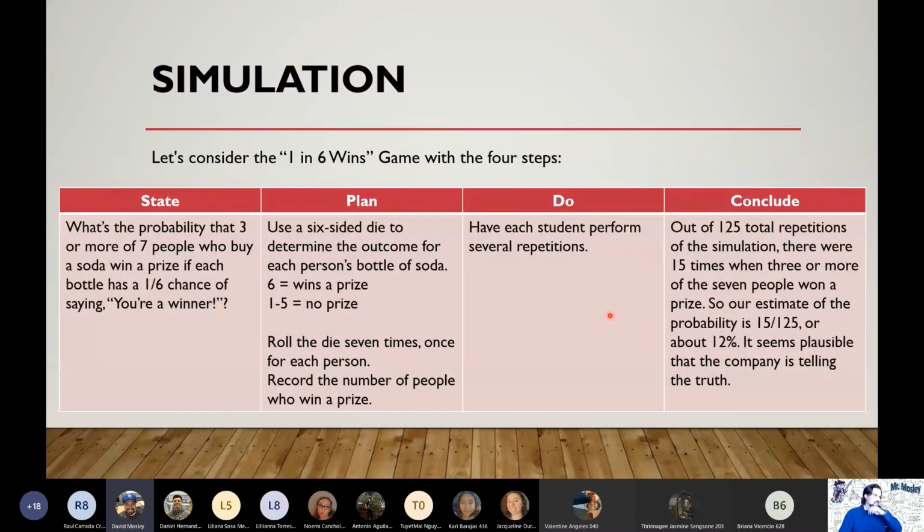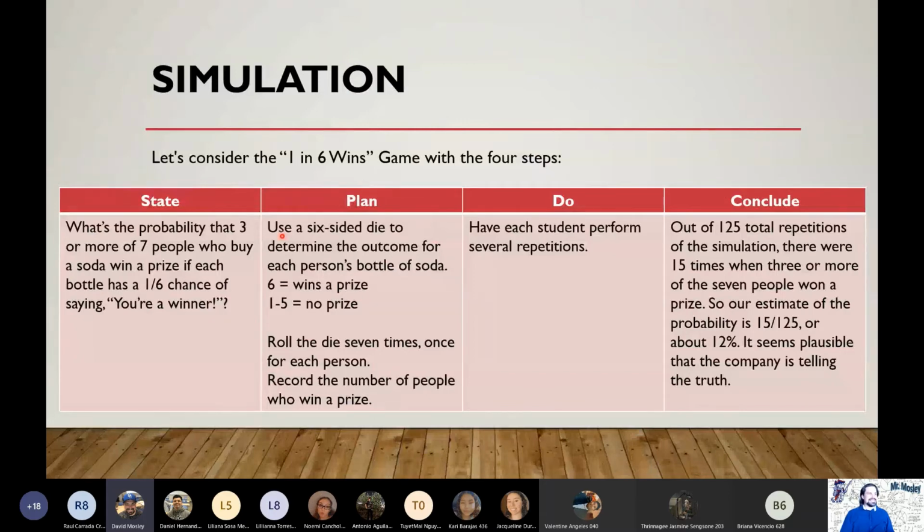So next, we're going to look at the state, plan, do, conclude using a simulation that we've already seen, which is the 1 in 6 wins game. So for state, what's the probability that 3 or more of the 7 people who buy a soda win a prize if each bottle has a 1 in 6 chance of saying you're a winner? So this is slightly different than the question that we were answering on Monday, where I just asked, does it seem reasonable based on our outcome that they're saying 1 in 6 chance of winning? All right, this is a little more specific to the scenario that played out in the store where 3 people won out of the 7 that came into the store.